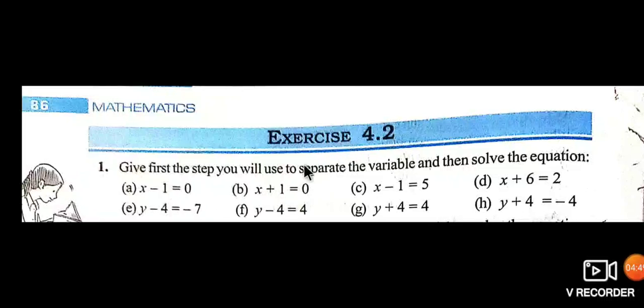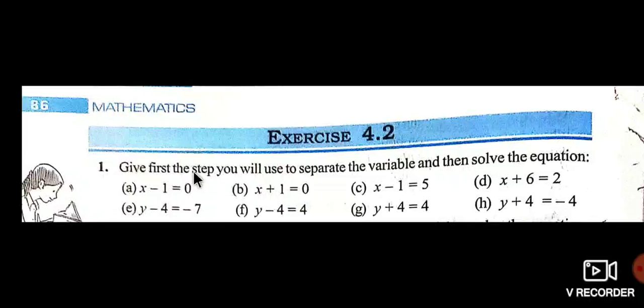So exercise 4.2 is related to solving an equation, that means by adding or by subtracting or by multiplying or by dividing by a number on both sides. First one: give first the step you will use to separate the variable and then solve the equation.